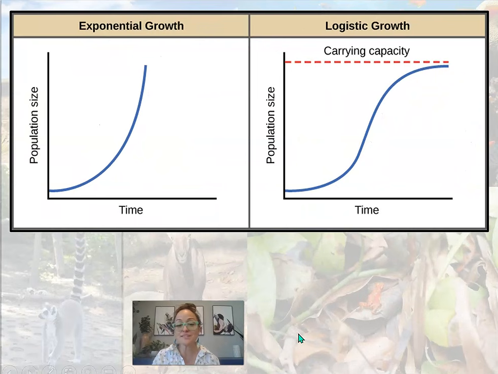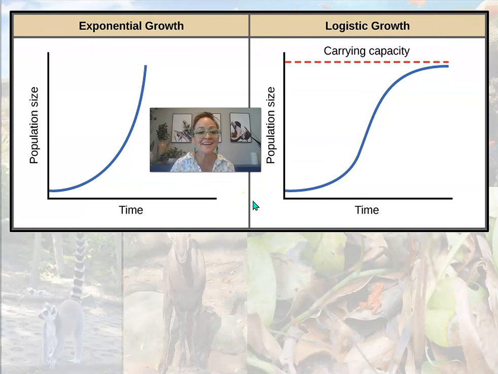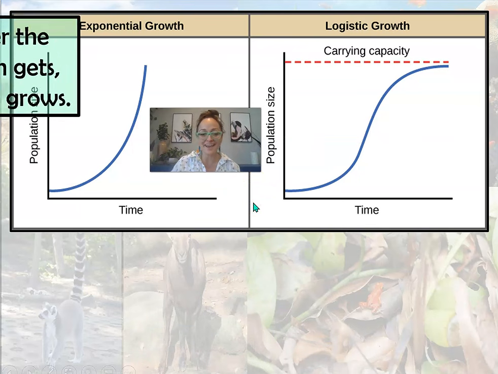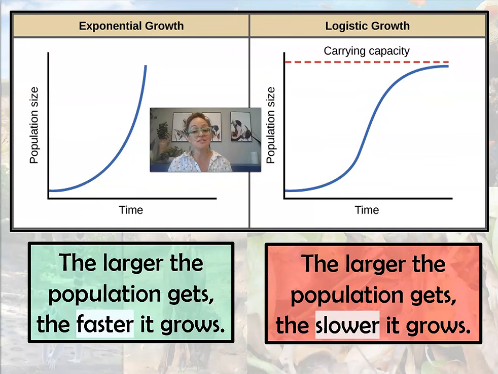All right. So to summarize the two types of growth, this is my last slide. Good job for hanging in there. We have exponential growth and we have logistic growth. And really the difference is that in exponential growth, the larger the population gets, the faster it grows, versus in logistic growth, the larger the population gets, the slower it grows. That R value begins to decrease because the population is at or near carrying capacity, and it becomes very difficult to have a lot more births than deaths.